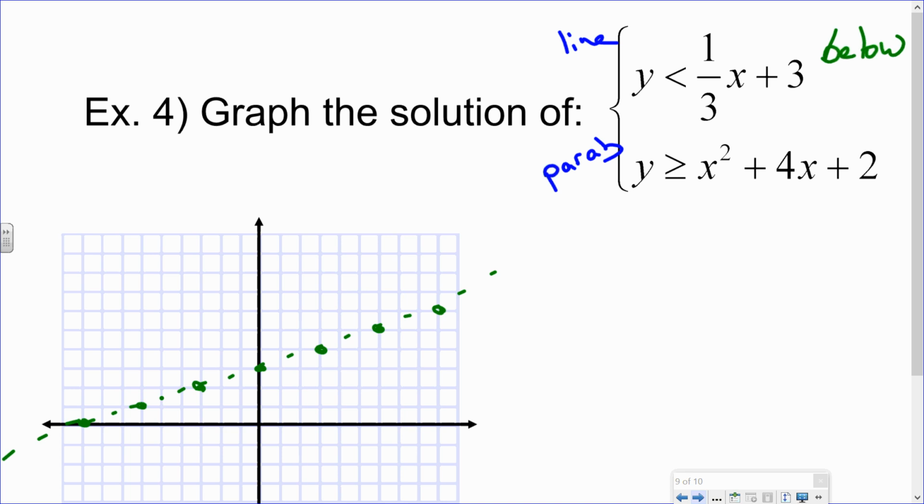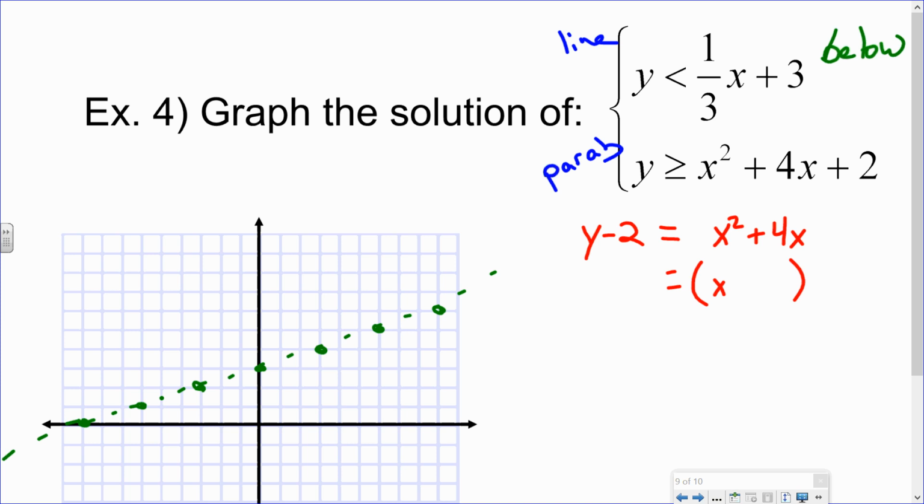Okay, parabola. This time it's going to be solid because I've got the or equal, but I've got to get this thing in vertex form before I can graph it, right? So let's see if we can manage to do that. Let's see, y minus 2, I'm just going to do it with the equal sign for now. x squared plus 4x.